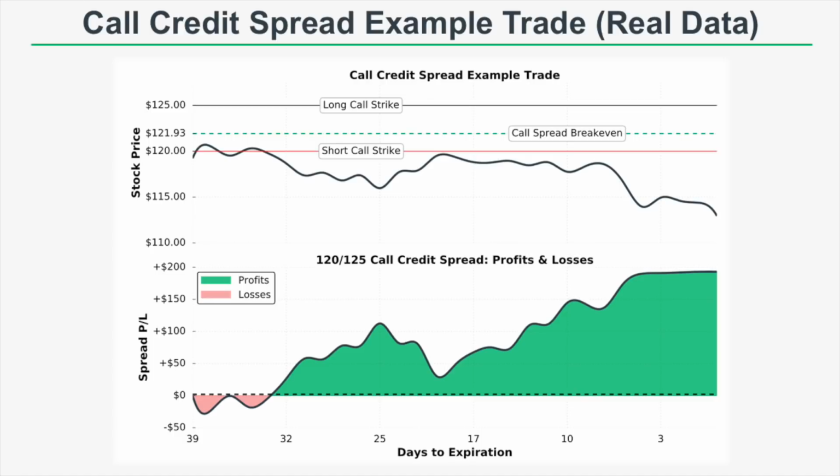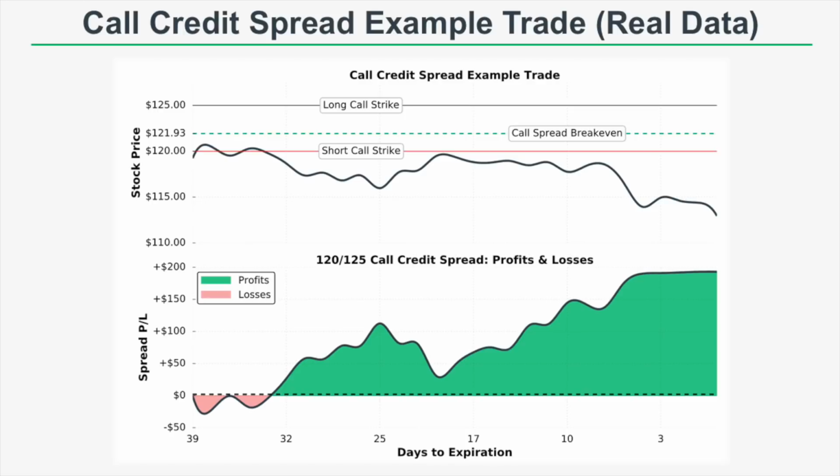Now at expiration, we can see that the stock price is right around $113, and that means that our short call spread that we sold expires completely worthless. Now since we sold it for a net credit of $1.93, our profit at expiration is $193. Now if the opposite happened and the stock price was above our call strike of $125 at expiration, we would have realized the maximum loss potential of $307.